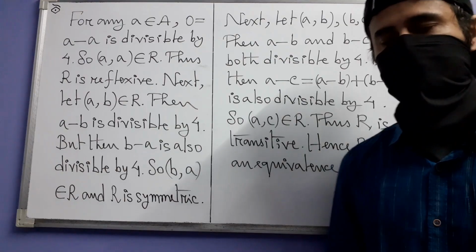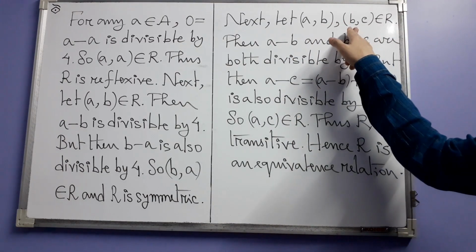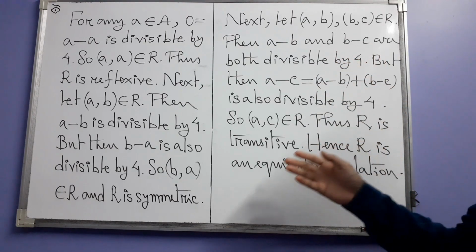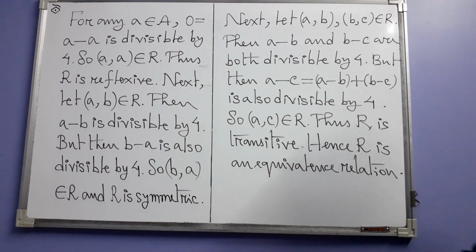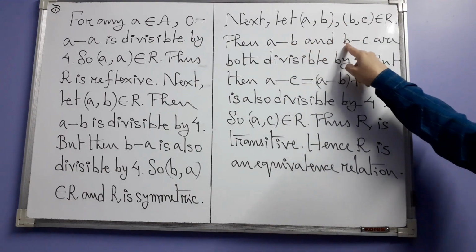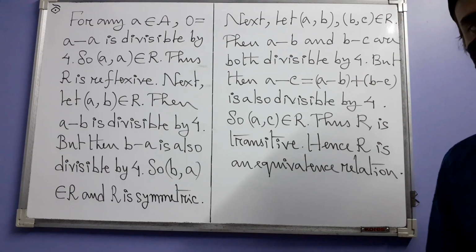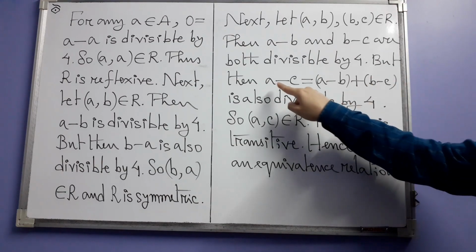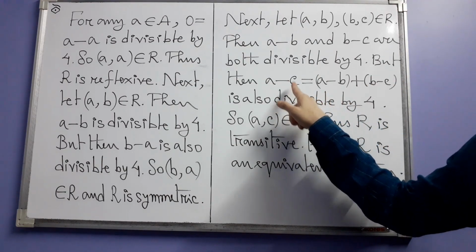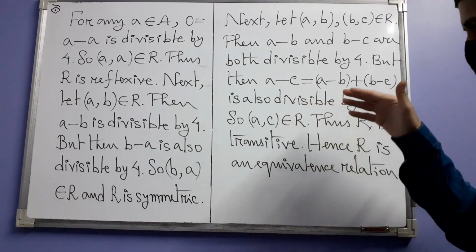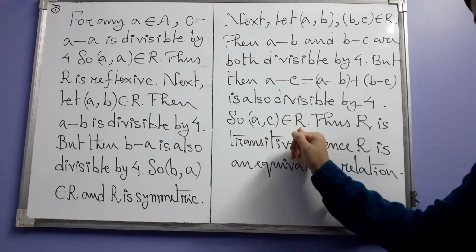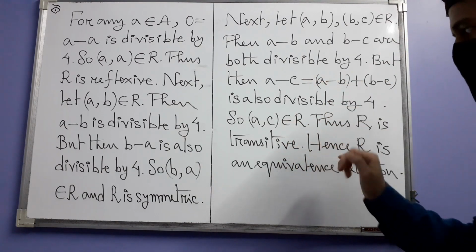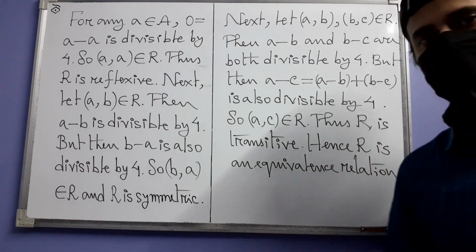So next, for transitivity, we take these two ordered pairs in R, (a, b) and (b, c). By the definition of R, or rather by our characterization of R, this means that a minus b and b minus c are both divisible by 4, but then their sum would also be divisible by 4, which however is a minus c. Because a minus c is divisible by 4, by our characterization of R, (a, c) will belong to R. But that means R is transitive. So being reflexive, symmetric and transitive, R is thus an equivalence relation.